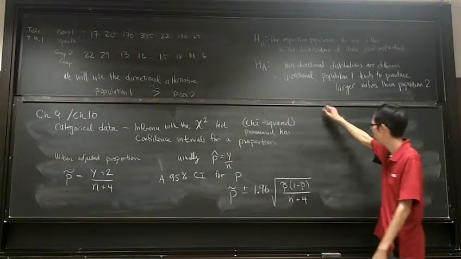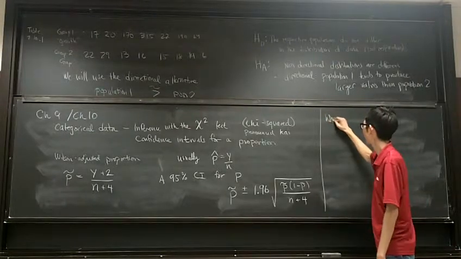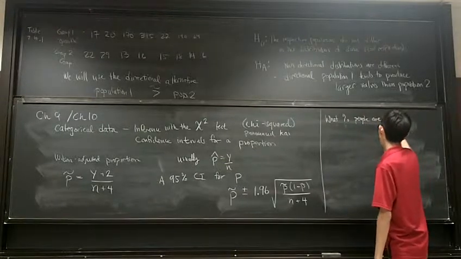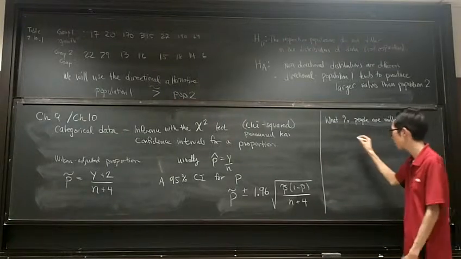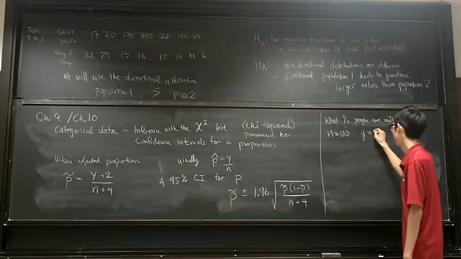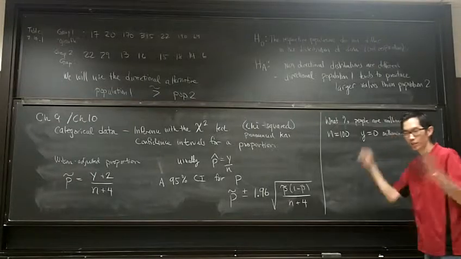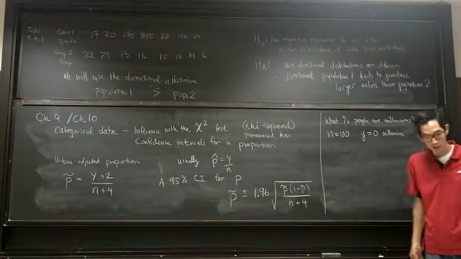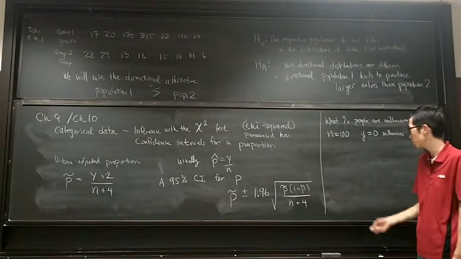Alright, so let's just try out a simple example. We'll say, what percentage of people are millionaires? Okay, so let's try this out. Let's say we interviewed 100 people and we have 0 millionaires in the 100 random people we selected. That could happen.